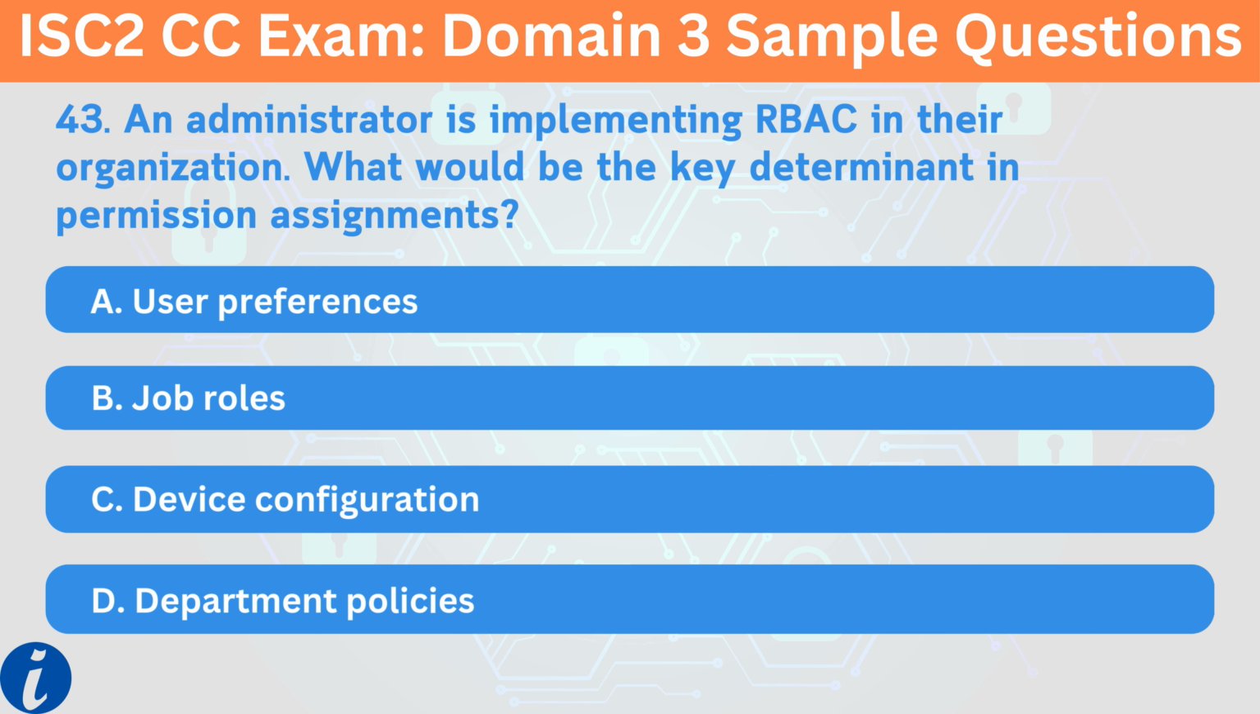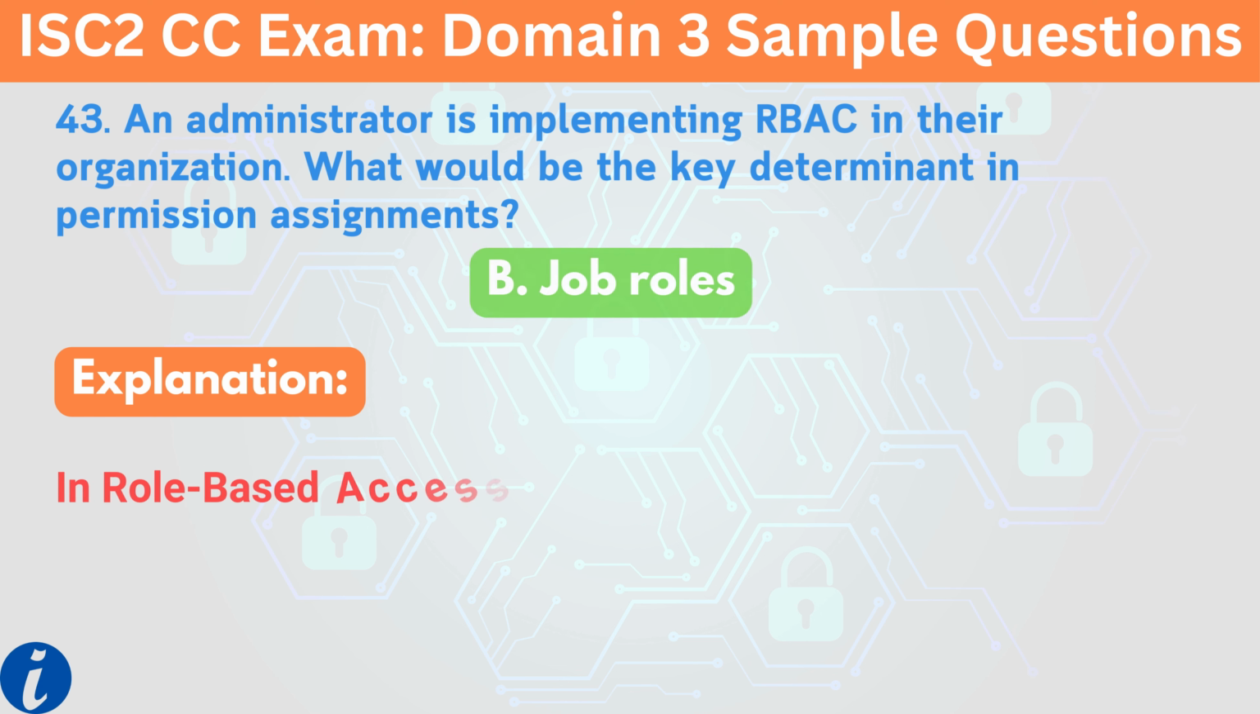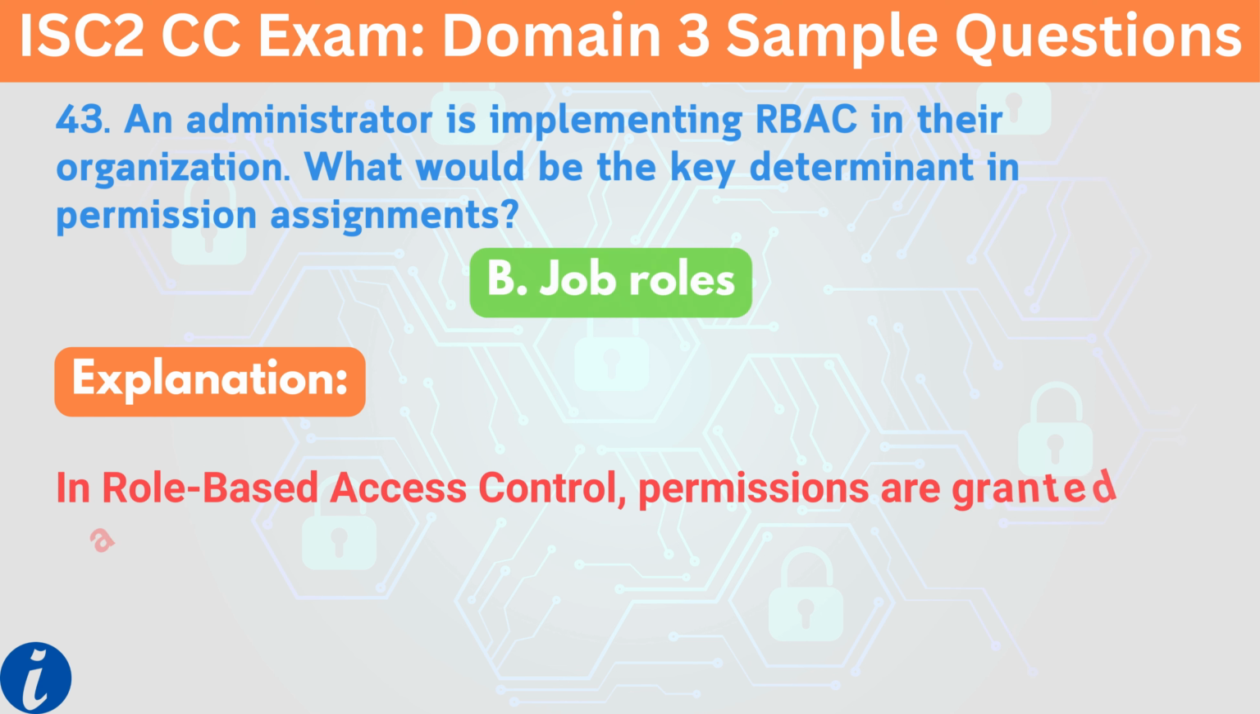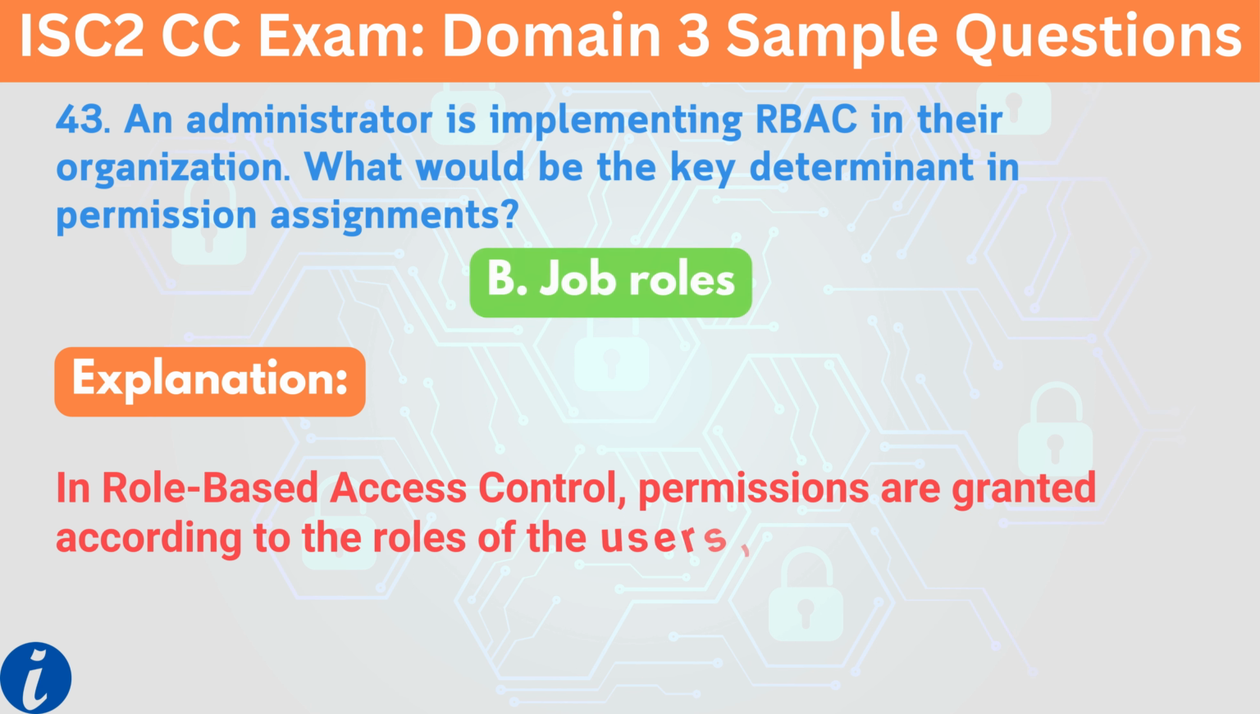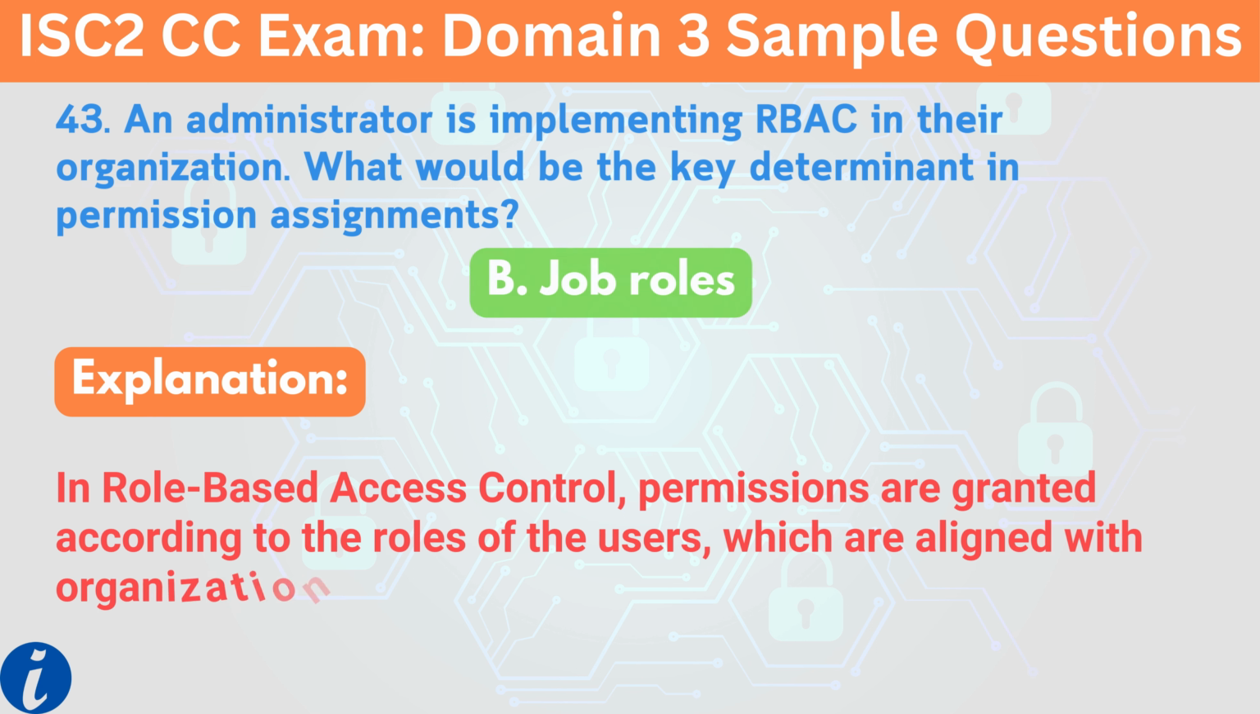43. An administrator is implementing RBAC in their organization. What would be the key determinant in permission assignments? A. User preferences. B. Job roles. C. Device configuration. D. Department policies. The correct answer is B. Job roles. Explanation. In role-based access control, permissions are granted according to the roles of the users, which are aligned with organizational responsibilities.